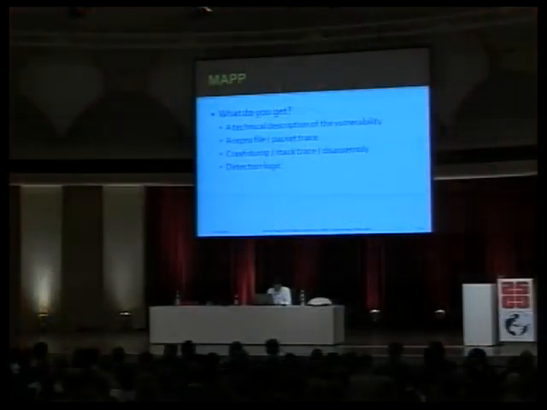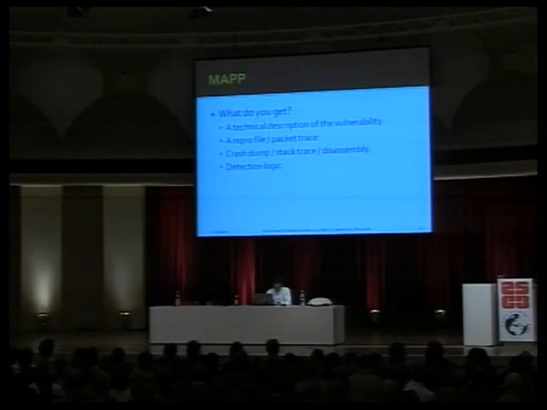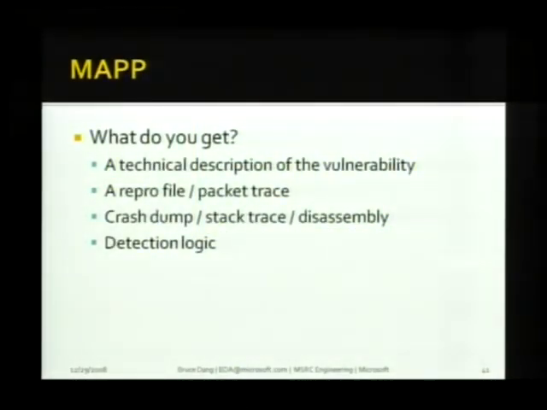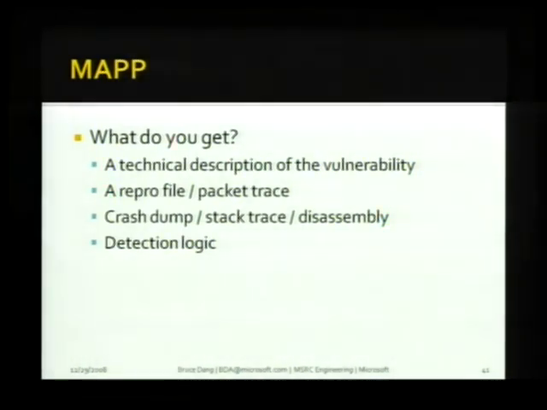All right. So what do you get with this MAP program? You get a technical description of the vulnerability, and a repro file. I'll actually generate a file because I know what the record is. If it's a network vulnerability, I'll give you a packet trace. And then it'll be a no-brainer. We'll also give you a crash dump, or even a stack trace, a disassembly, and sometimes I'll include annotations of the disassembly, because obviously I can't give source code. So I'll annotate the disassembly so that people understand what the vulnerability is.